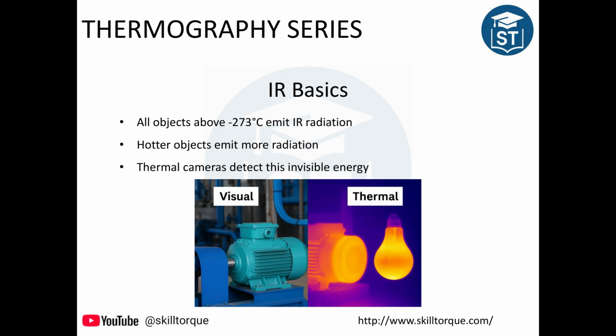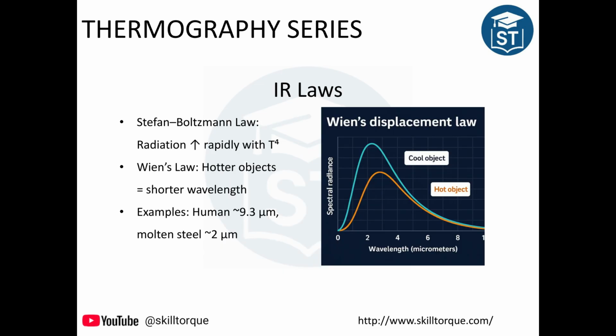The hotter the object, the more intense the radiation becomes, and the shorter its wavelength. We will discuss this later, after discussing the physics laws related to infrared radiation. So let's discuss the two main physical laws. The first one is the Boltzmann law. The total energy emitted per unit surface of an object is directly proportional to the fourth power of its absolute temperature. That means a very small temperature difference can emit a very huge radiation, right?